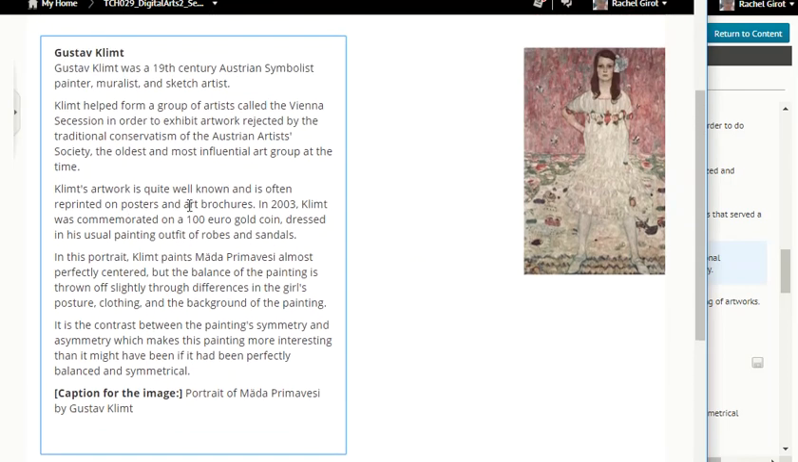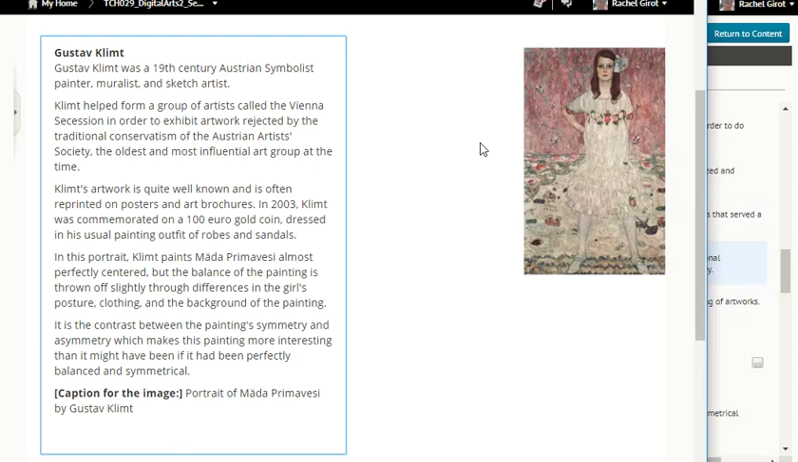All right, Klimt's artwork is quite well known and is often reprinted on posters and art brochures. He's the one that does The Kiss. In 2003, Klimt was commemorated on a 100-euro gold coin, dressed in his usual painting outfit of robes and sandals.